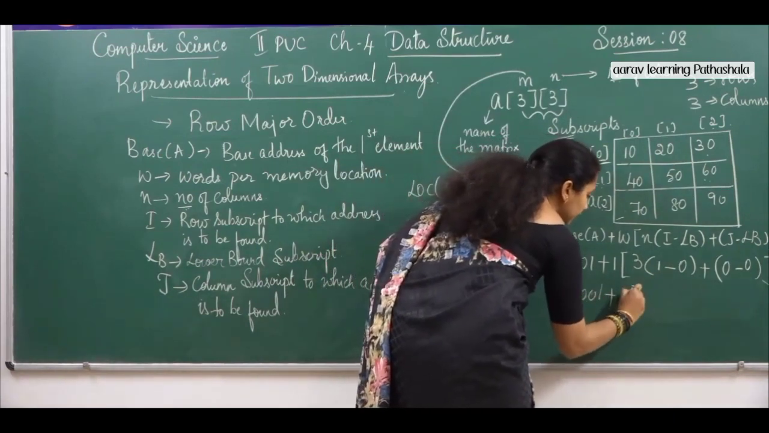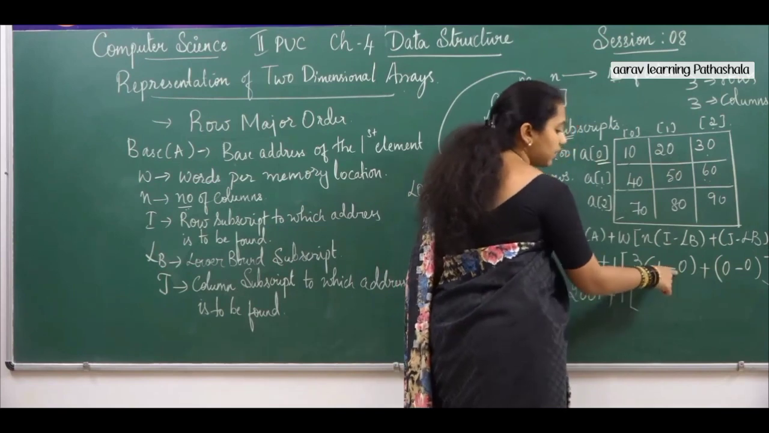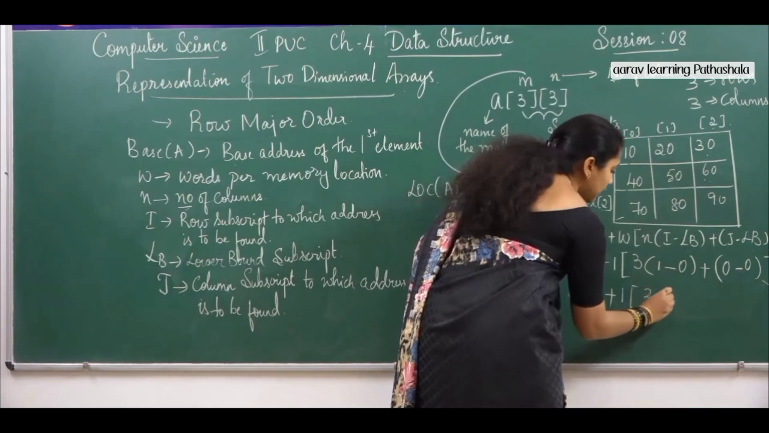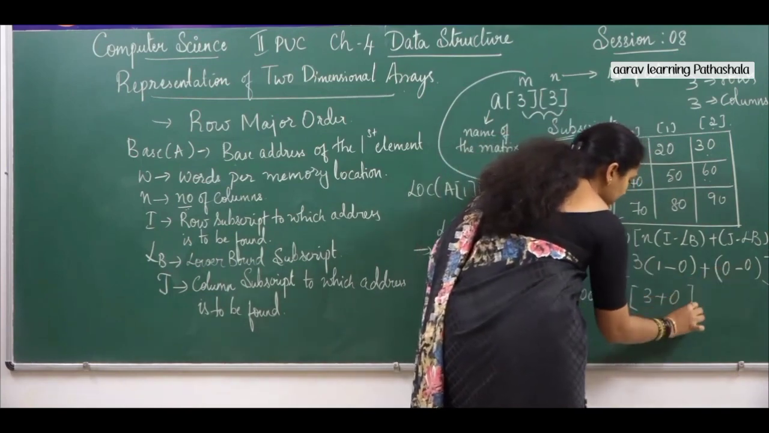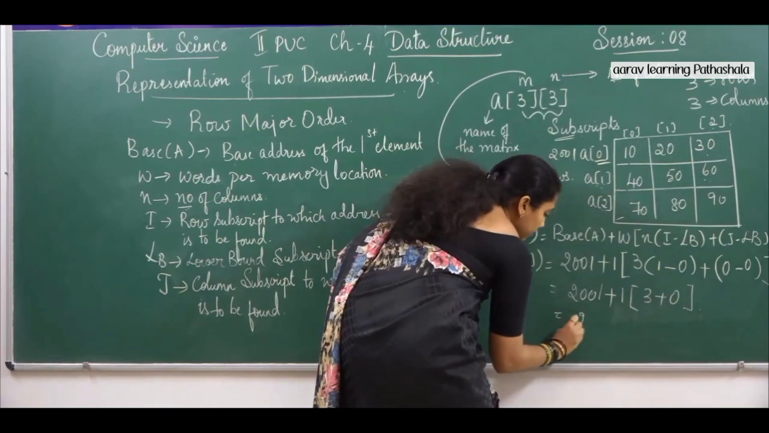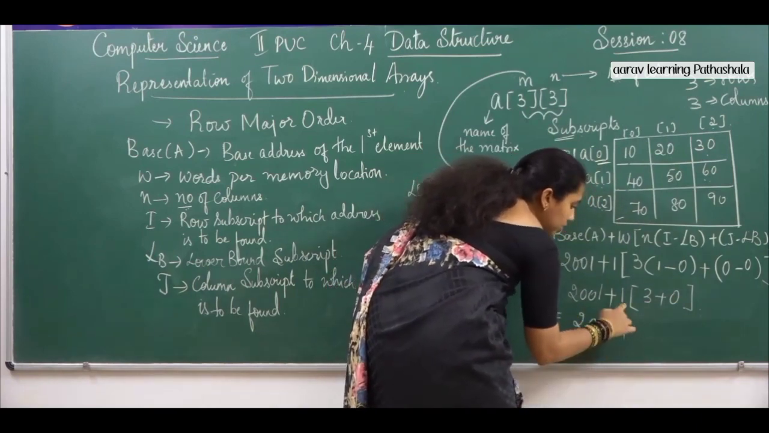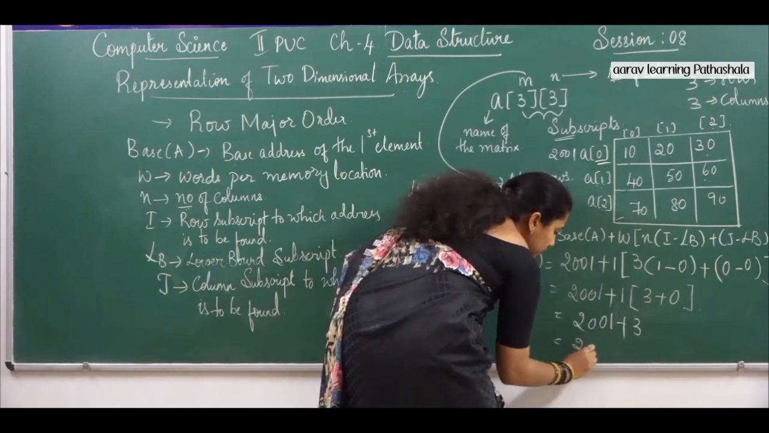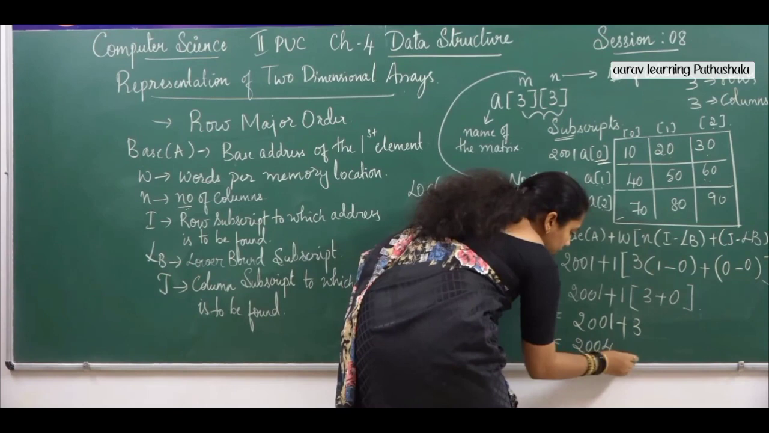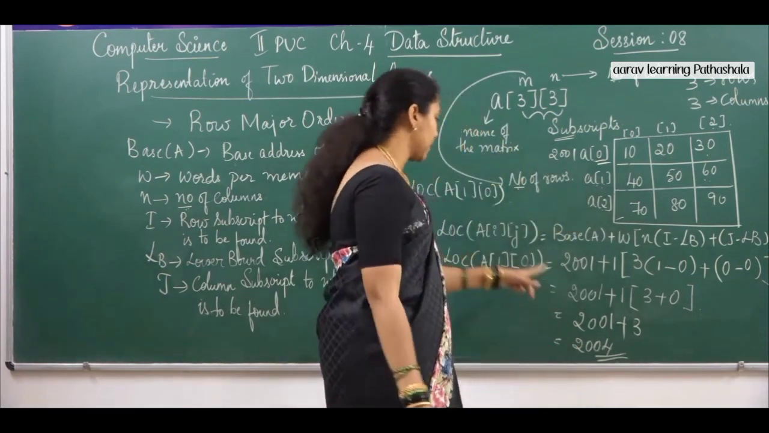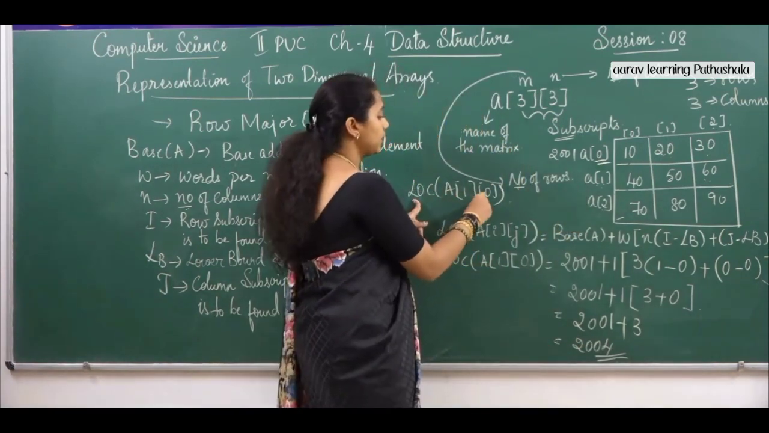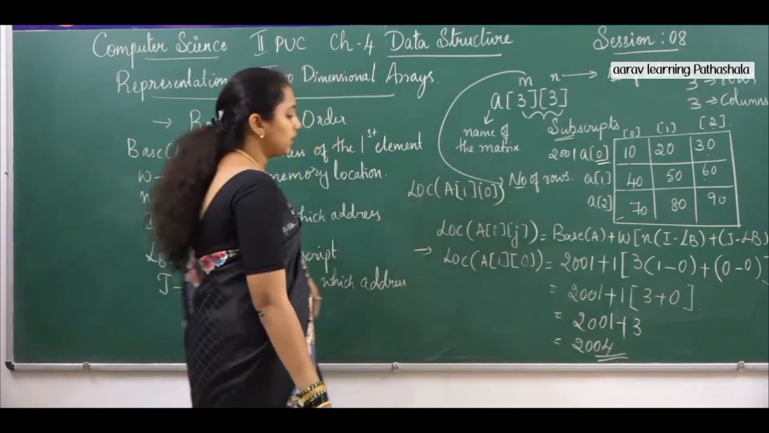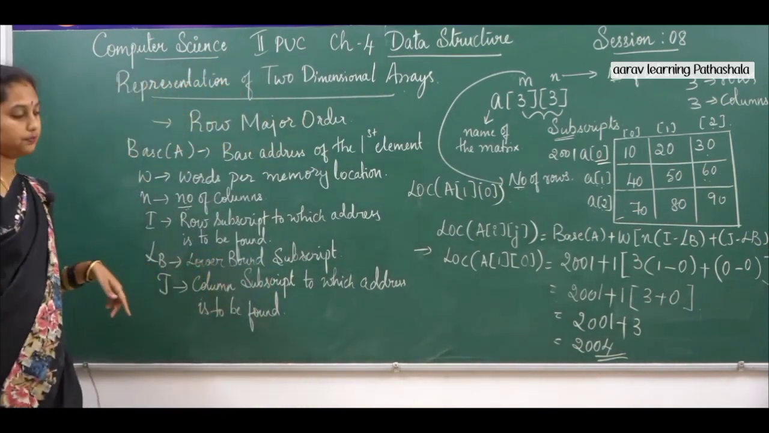2001 plus 1 into 3 into (1 minus 0), which is 1. 3 into 1 is 3, plus 0 minus 0 is 0. So 2001 plus 3 is 2004. So this is the memory address of location A of 1, 0. So check whether it is correct or not.